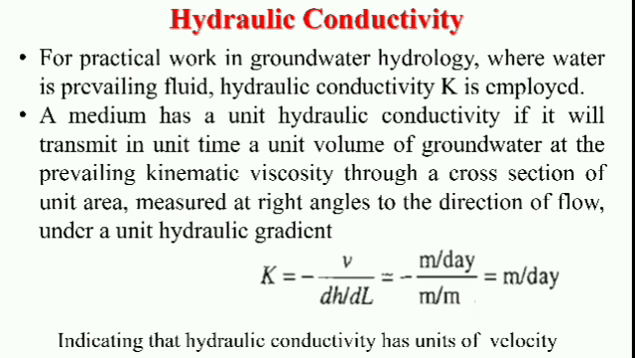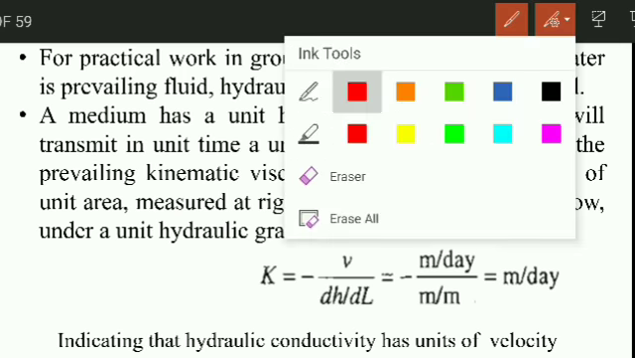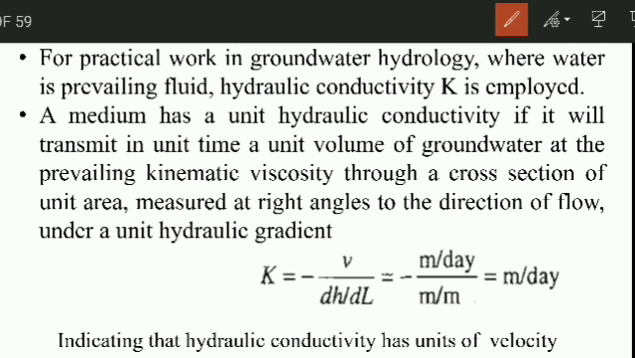So here, what is the hydraulic gradient? The change in the total head divided by the distance over which the change occurs is called the hydraulic gradient. So here the unit becomes: V, that is the velocity, is in meter per day, and dH by dl is meter per meter, where dl is the distance over which the change occurs.